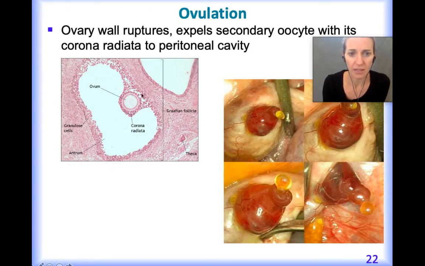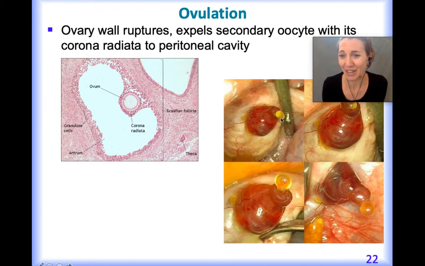And then this is going to be what's actually released during ovulation. So it's the ovum along with the corona radiata. So should fertilization occur, the sperm actually have to penetrate through the corona radiata to make it to the ovum.